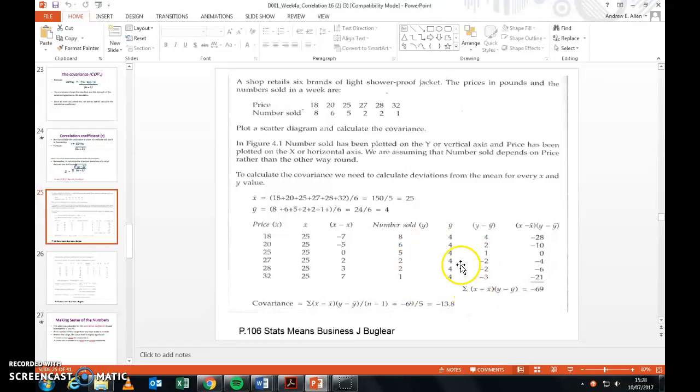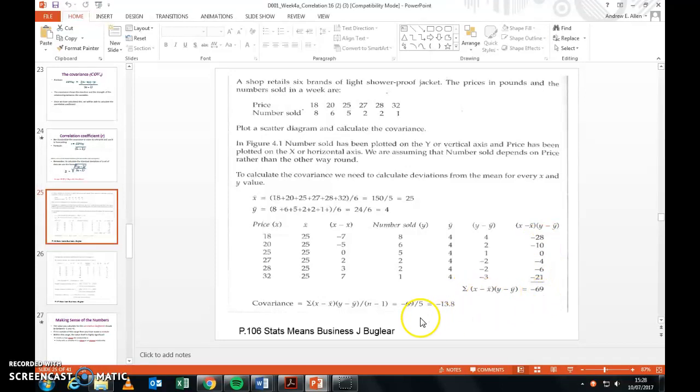Now, having calculated that simple set of figures, you then need to multiply them together. So we've got the result here. So we go minus 7 multiplied by 4 gives you minus 28. Minus 5 multiplied by 4 gives you minus 10. And so on until you have completed all the multiplications. You then sum these. So that now comes to minus 69.